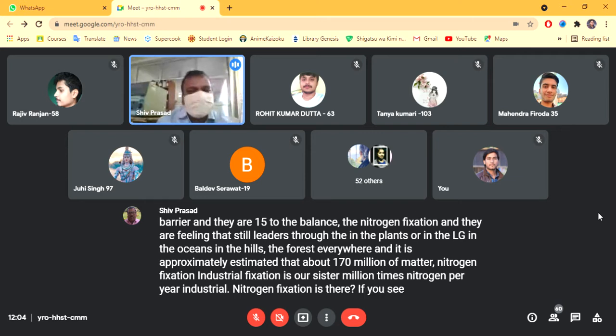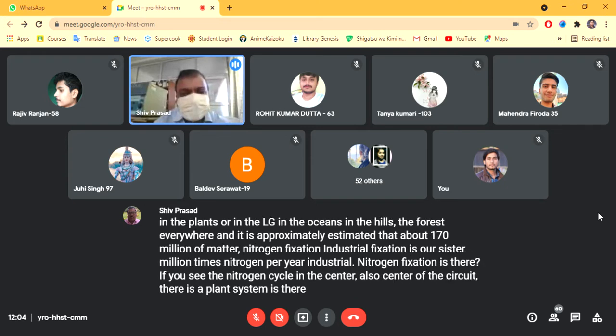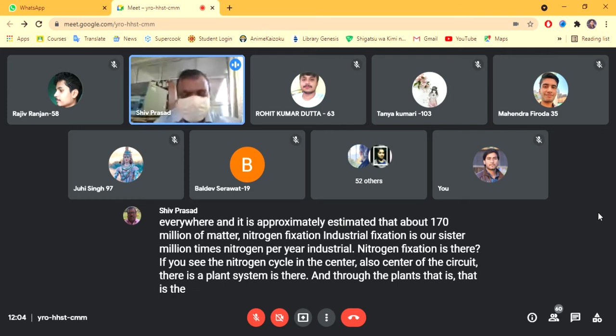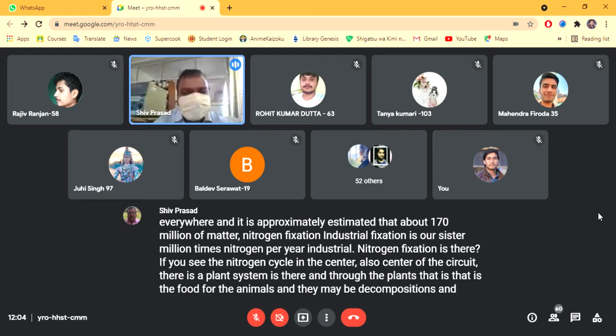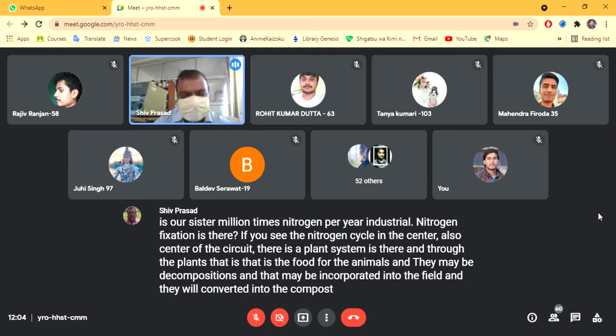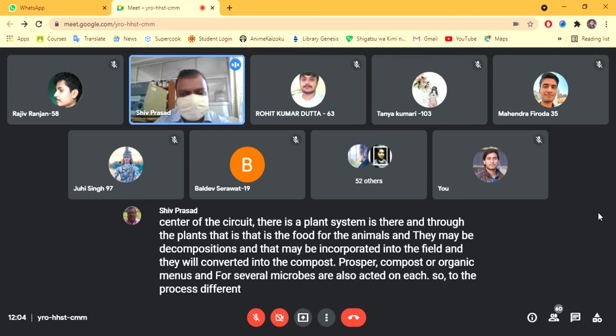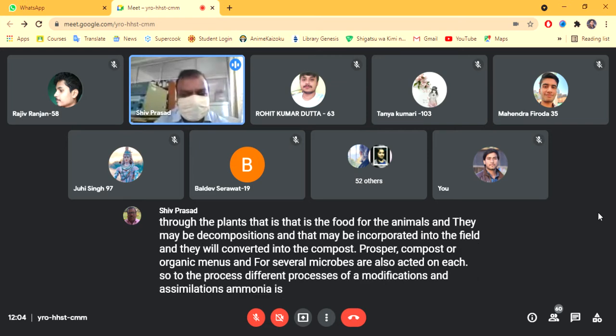If you see the nitrogen cycle, in the center of the cycle there is the plant system, and through the plants it becomes food for the animals, and there may be decompositions, and that may be incorporated into the field, and it will be converted into compost or organic manures. Several microbes are also active on these. Through the different processes of ammonification and assimilation, ammonia is either released or assimilated by the plant system.